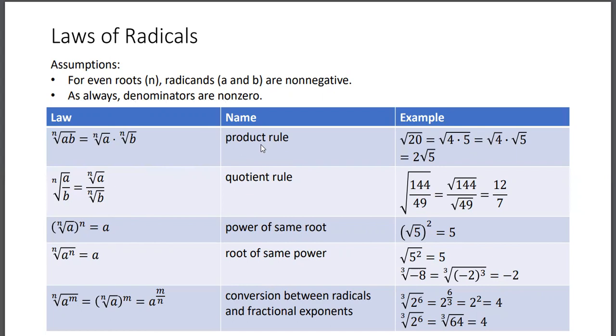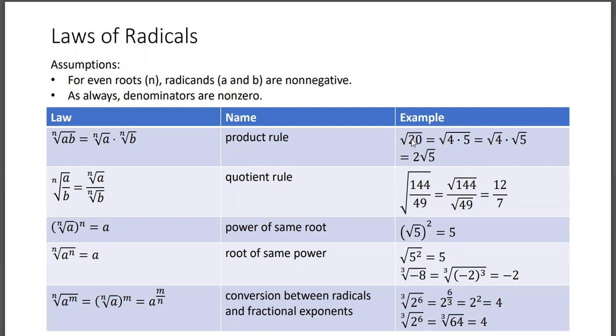The first rule is the product rule. The nth root of a product, A times B, is the same as the product of the nth root of each factor, nth root of A times the nth root of B. This can be used to simplify radicals.